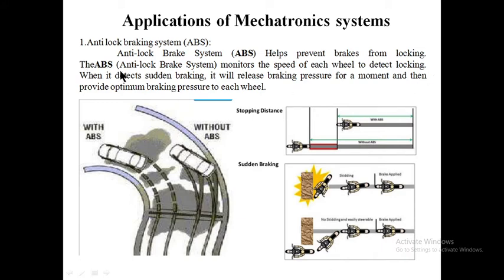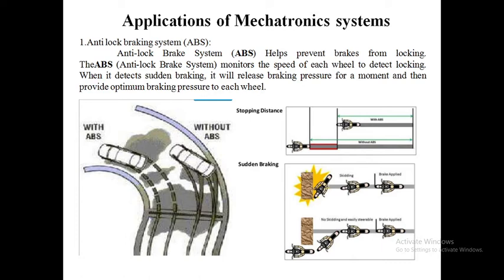Here this ABS monitors the speed of each wheel to detect the locking. When it detects sudden braking, it will release braking pressure for a moment and then provide optimum braking pressure to each wheel. Normally you may notice that when you are at full speed on the two-wheeler and you apply a sudden brake on the rear wheel, the rear wheel stops instantly, but the front wheel keeps its speed because of moment of inertia, and you get a skid.